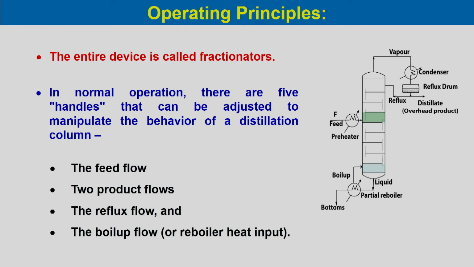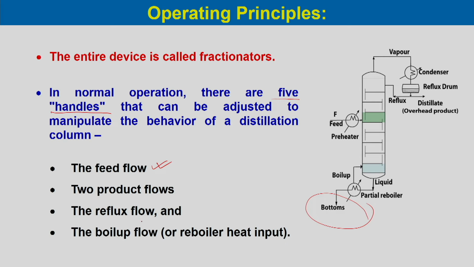In normal operations there are 5 handles that can be adjusted to manipulate the behavior of a distillation column. What are they? The feed flow, we can change the feed flow. We can also change product flows. Depending on our requirement we can change the bottom products, and also the distillate which we are taking out as product at the top.